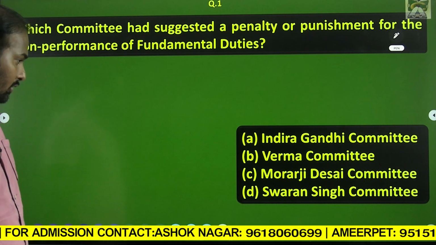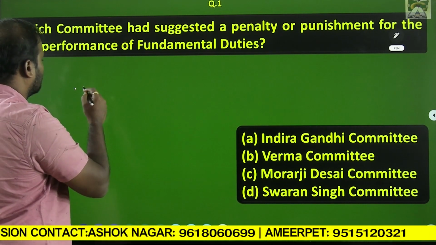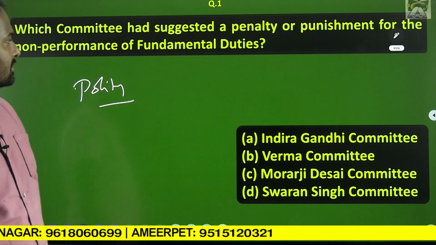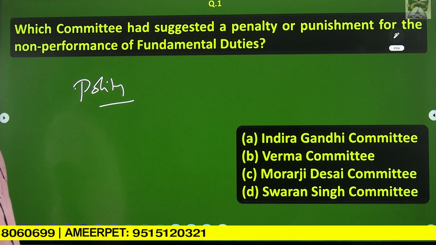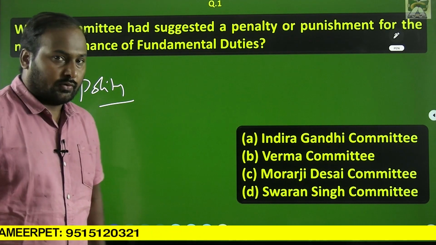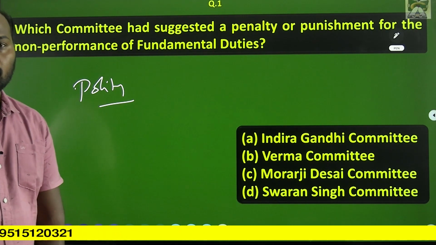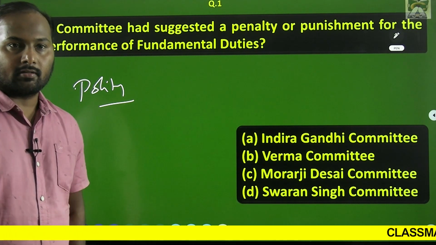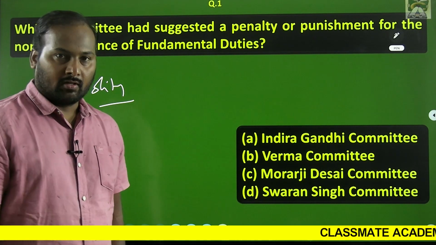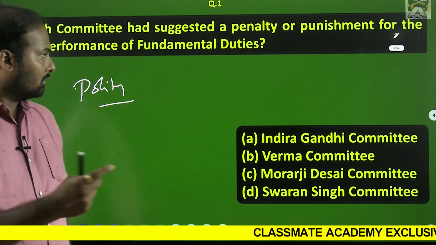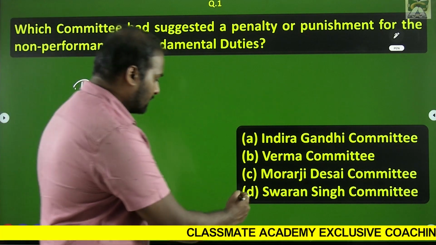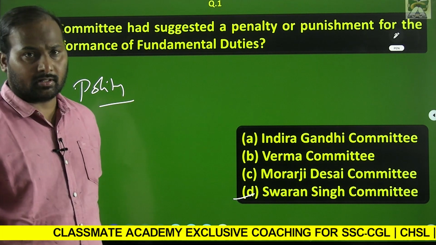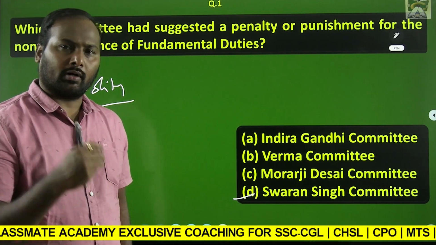For example, see, this is the question that you got from polity. Talking about which committee has suggested a penalty or punishment for the non-performance of the fundamental duties. See, initially in the Constitution we did not have fundamental duties. Later it was incorporated by the 42nd Constitutional Amendment of 1976. For that, we have a committee called the Swaran Singh Committee. This committee suggested 8 fundamental duties, but actually they incorporated 10.